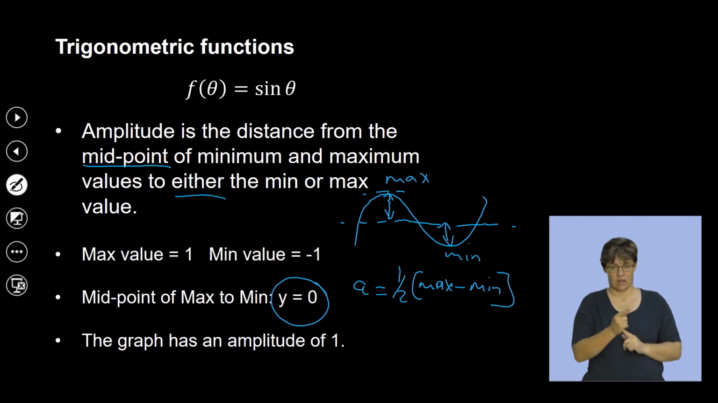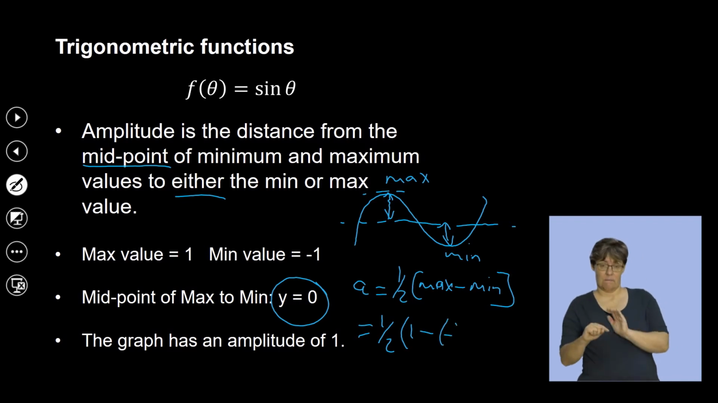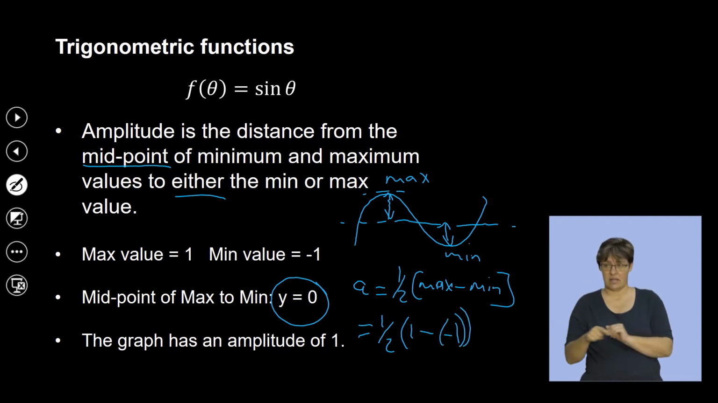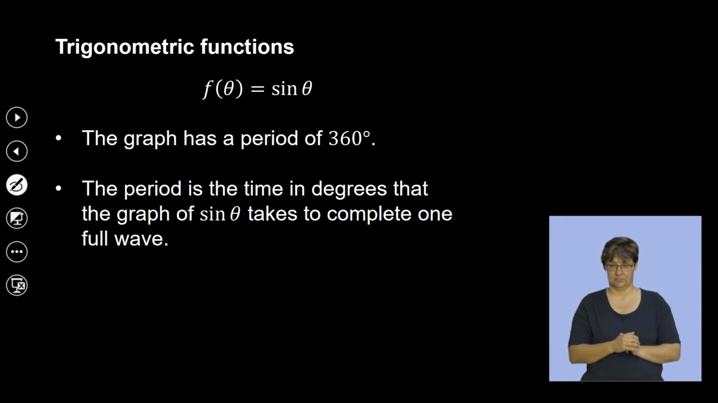So, and therefore, you will get what this is. So, what am I saying? With this, it's 1 over 2 into my max, which is 1, minus my minimum, which is -1. So, this is the same as 1 over 2 multiplied by 2, which definitely equals 1. So, you need to please note that.